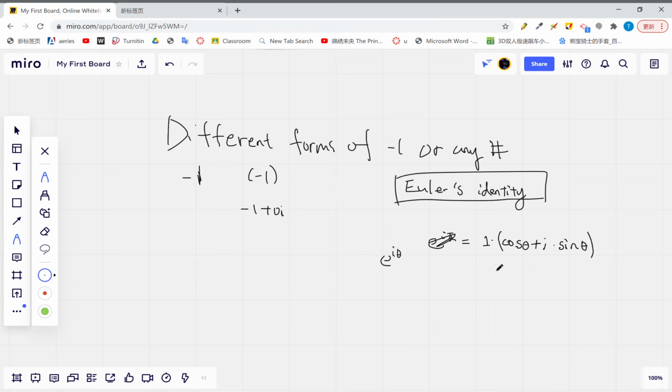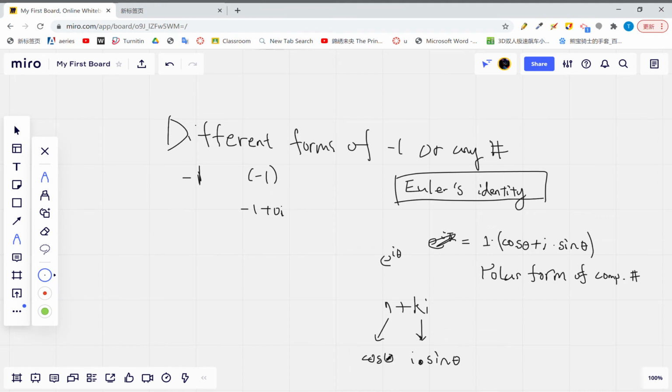And this is the polar form. This is the polar form of any complex number, everything like n plus ki, right? So this is basically i sin theta, and this is basically cos theta.